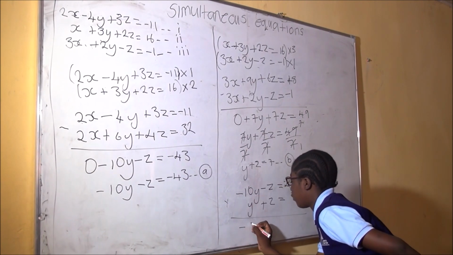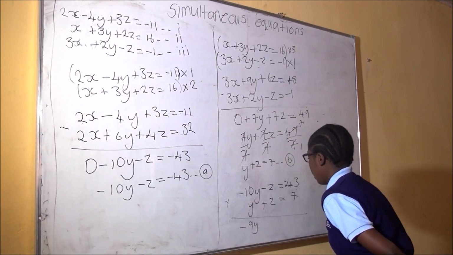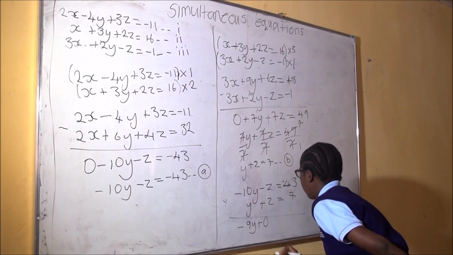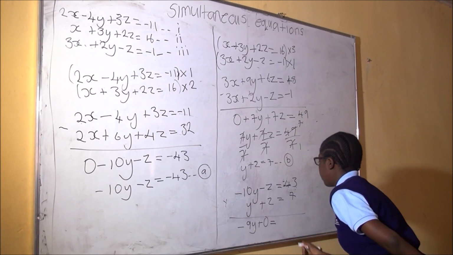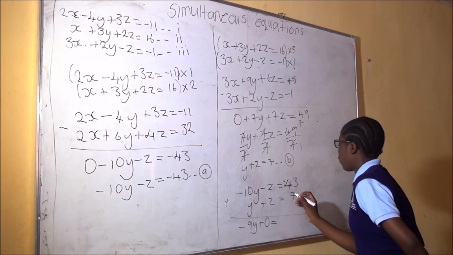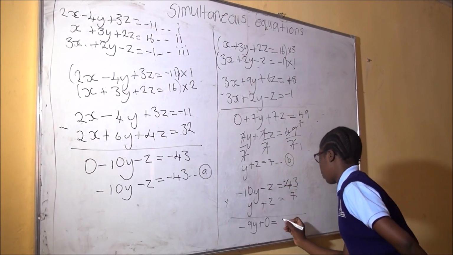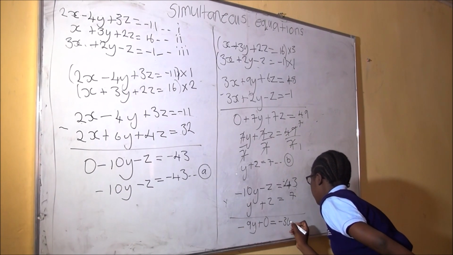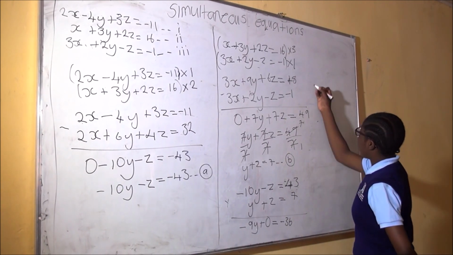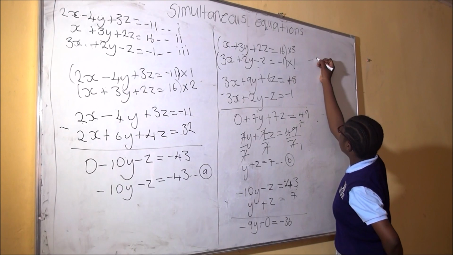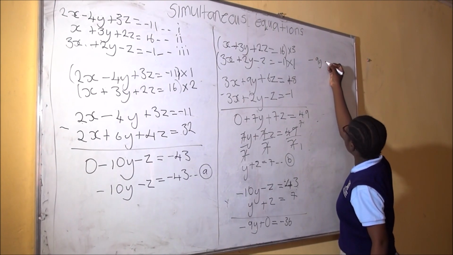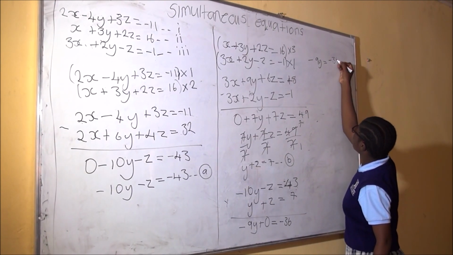So here we're going to have 9y, and here we're going to have positive 0, which is 0, is equal to negative 43 plus 7, we're going to have negative 36. So we're going to have negative 9y is equal to negative 36.